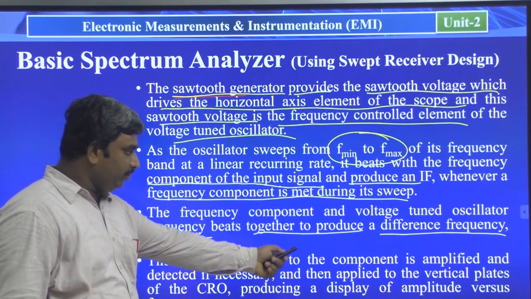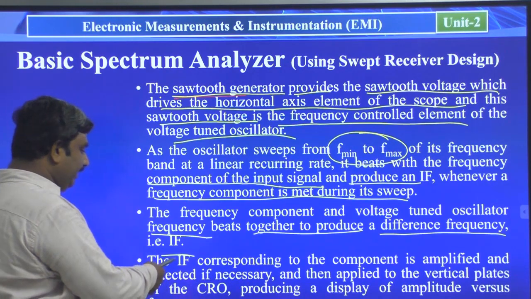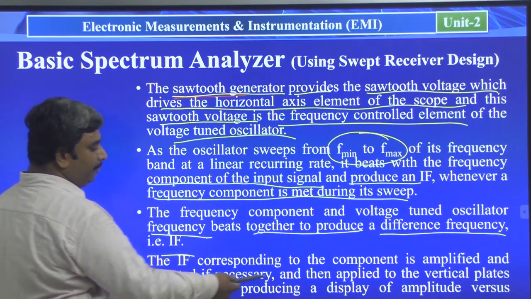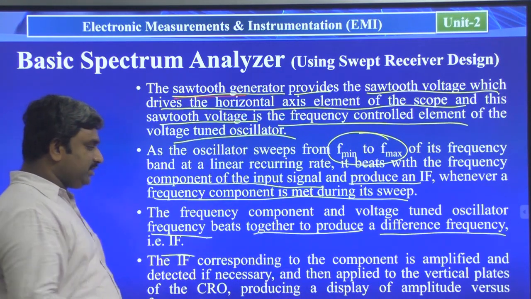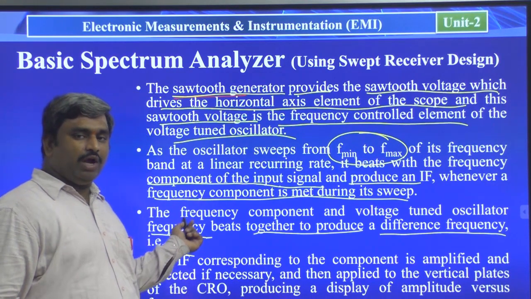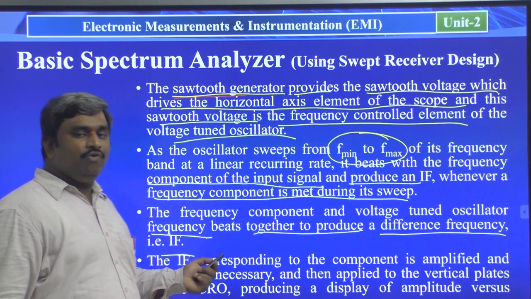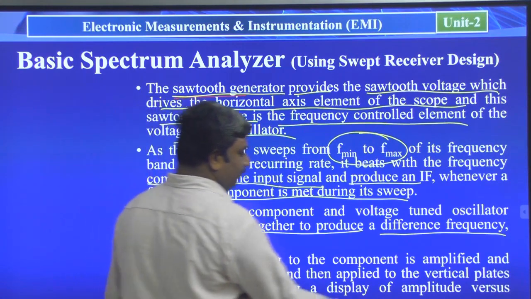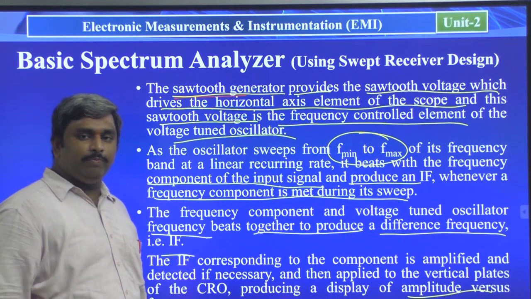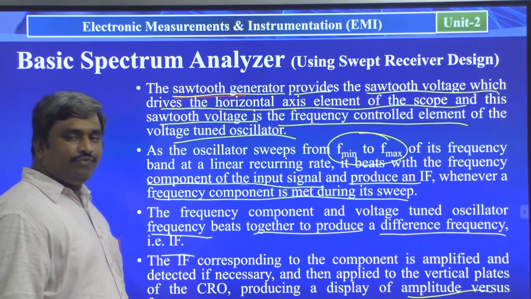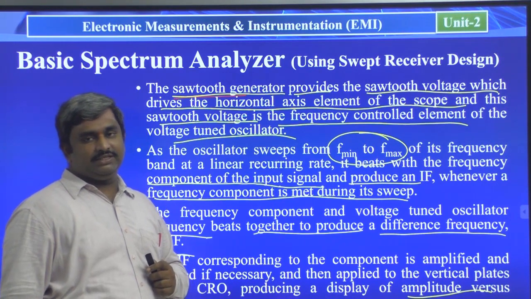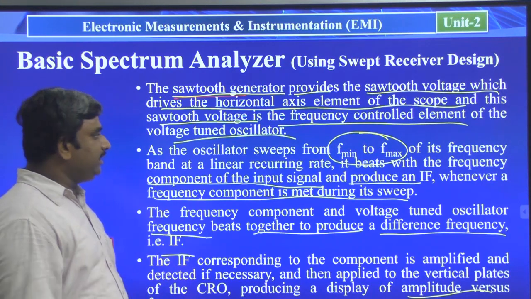The IF corresponding to the component is amplified and detected if necessary, and then applied to the vertical plates of the CRO, producing a display of amplitude versus frequency. The amplified signal is given to the vertical deflection plates, while the sawtooth wave generator is connected to the horizontal plates. Finally the display provides amplitude with respect to frequency. This is the theoretical section of the basic spectrum analyzer block diagram.